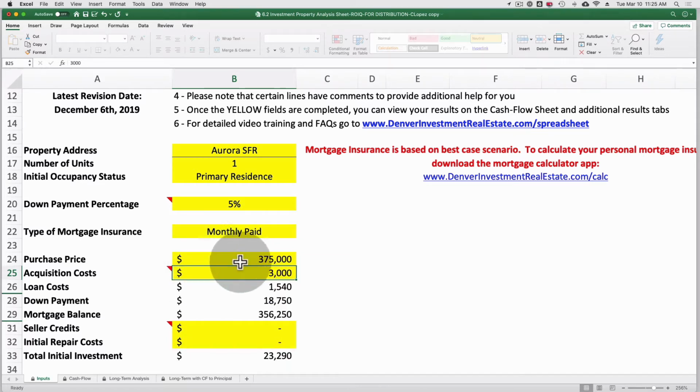Yep. And so acquisition cost for this particular property, what was it? About $7,500. Okay. All right. Now, loan costs, the spreadsheet calculates that for you because it does know that our flat cost to process and underwrite your loan is $1,540.